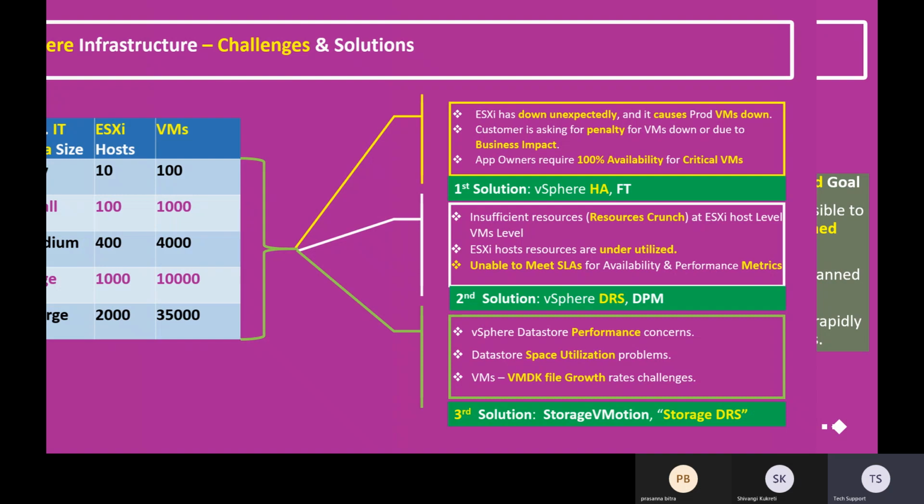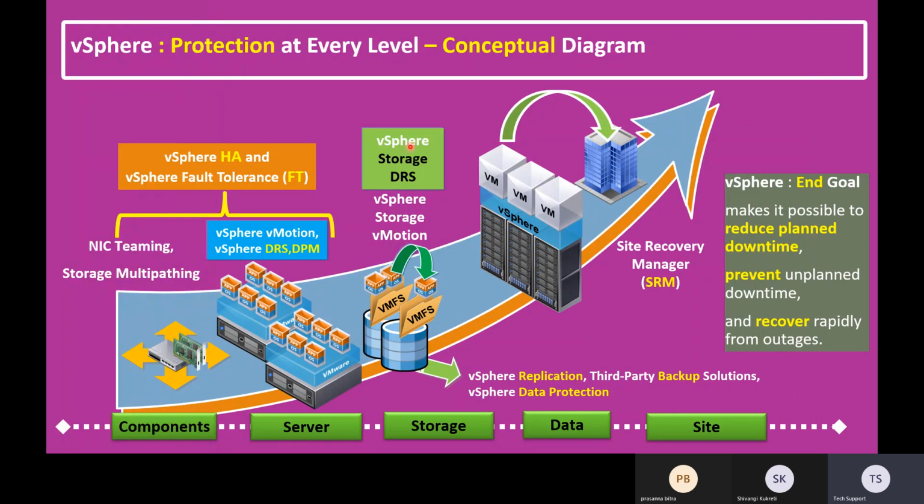This is the vSphere protection at every level conceptual diagram, and we are familiar with this diagram. Until now, we talked about DRS, DPM, HA, fault tolerance, and even storage vMotion, and we are familiar with how to migrate a virtual machine from one datastore to another datastore. In order to automate the storage vMotion feature, there is another vSphere cluster feature called storage DRS. We'll focus on storage DRS today.